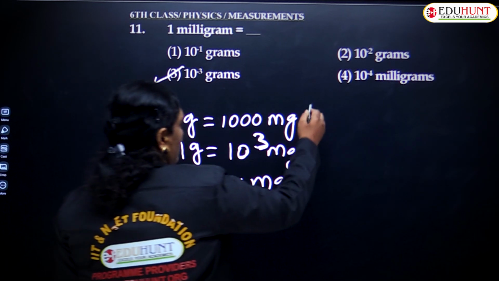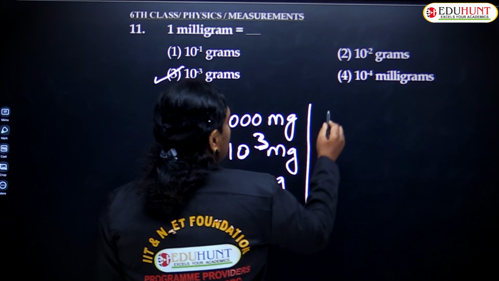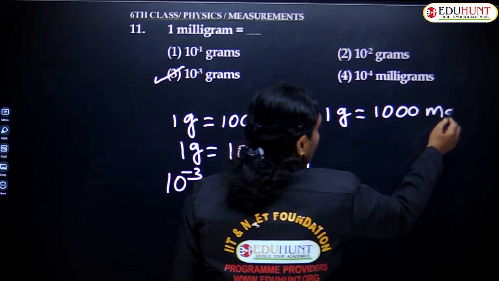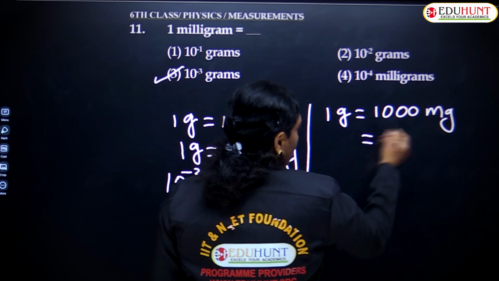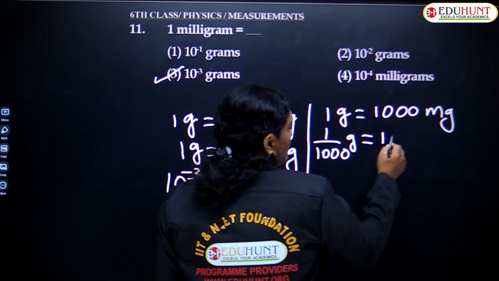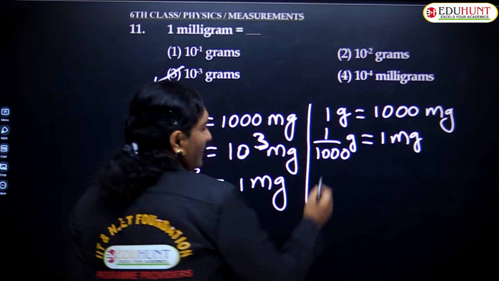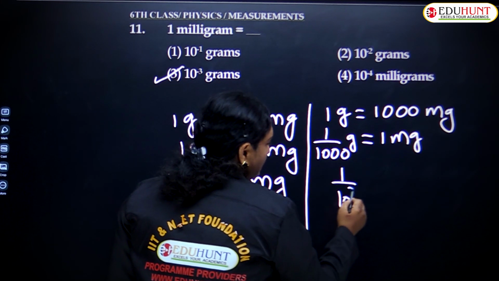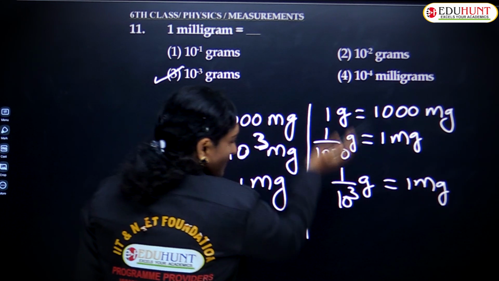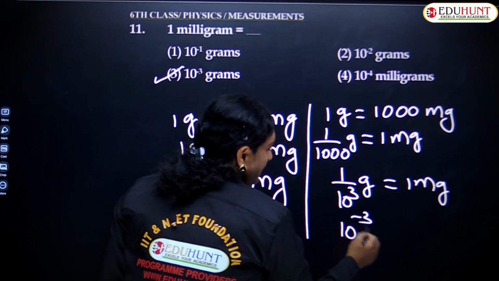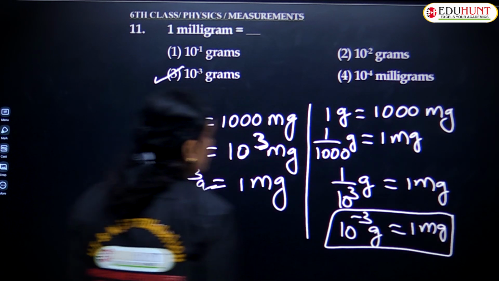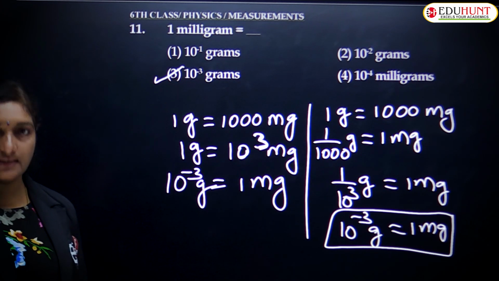If you can't understand, I'll give you another formula. So 1 gram is how much? 1 gram is equal to 1000 milligram. Bring the 1000 here, then it will go to the denominator. 1 by 1000 gram is equal to 1 milligram. This can also be written as 1 by 10 power 3 gram is equal to 1 milligram. 10 power 3 coming up means it will become 10 power minus 3 gram is equal to 1 milligram. Hence 1 milligram is equal to 10 power minus 3 gram.